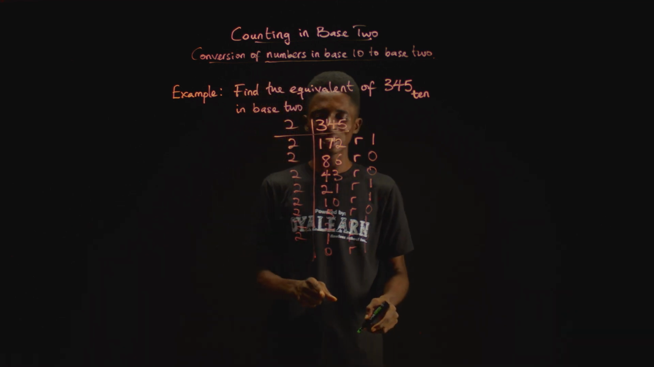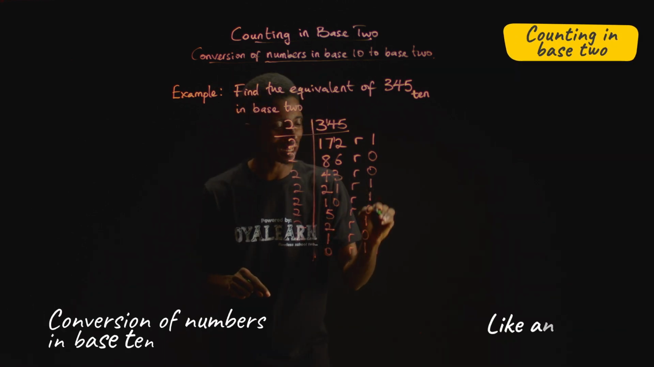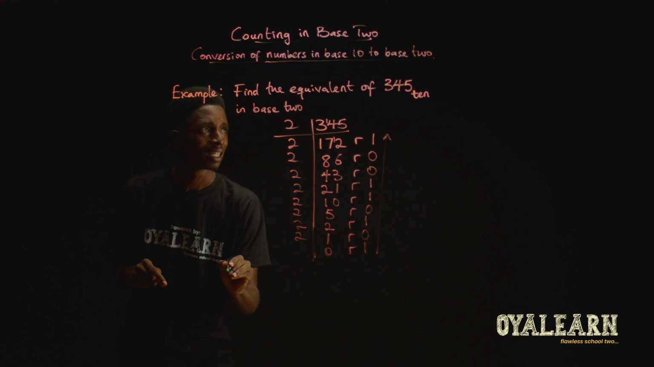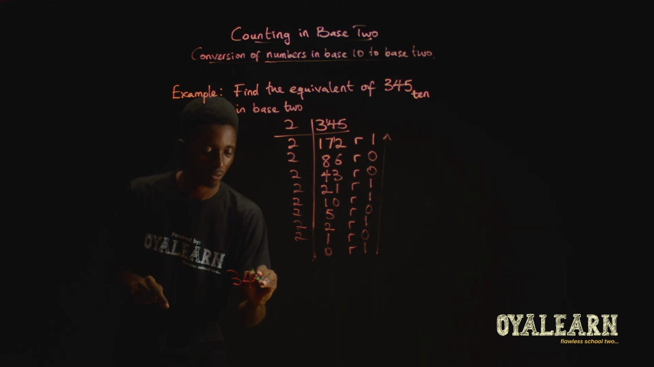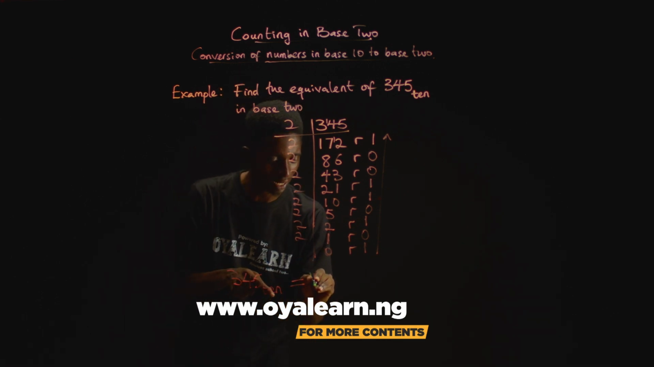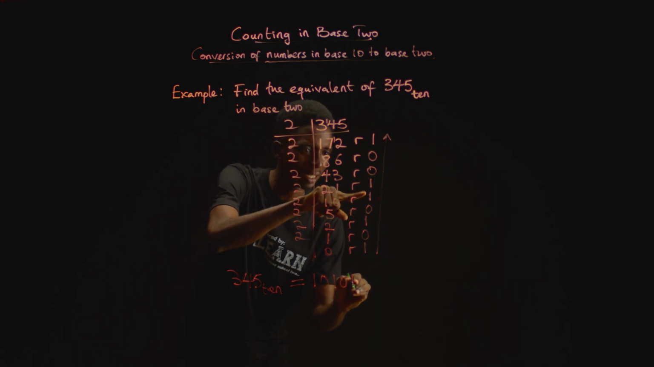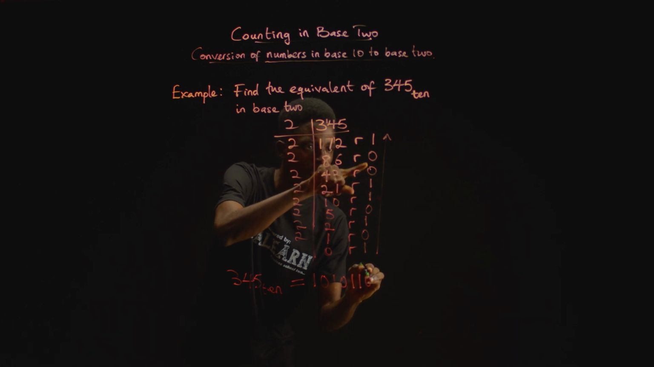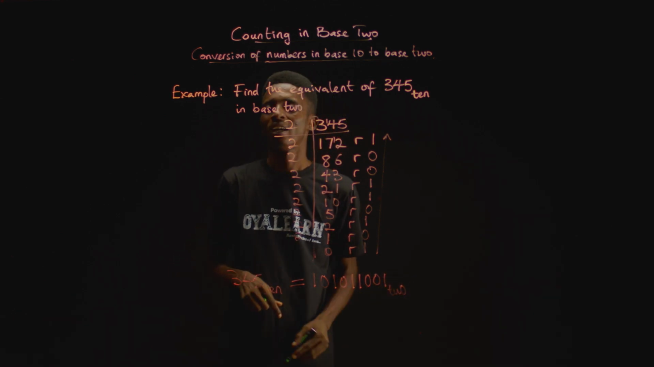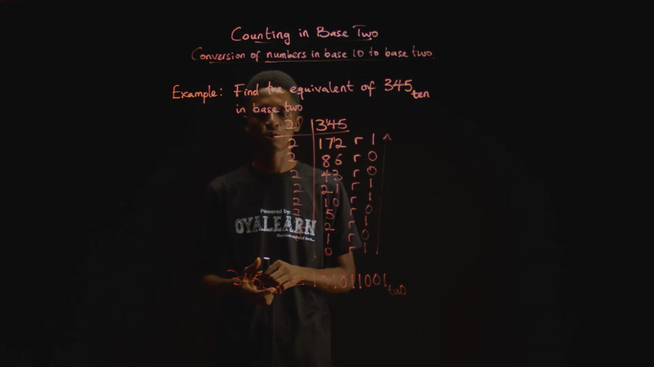So you see that we have finished our division when we arrive at 0. So to get our answer, we write our remainders in the reverse order, that is from bottom to top. This means that 345 base 10 is equivalent to 1, 0, 1, 0, 1, 1, 0, 0, 1 base 2. And that's how we convert a number in base 10 to its equivalent in base 2. Thank you.